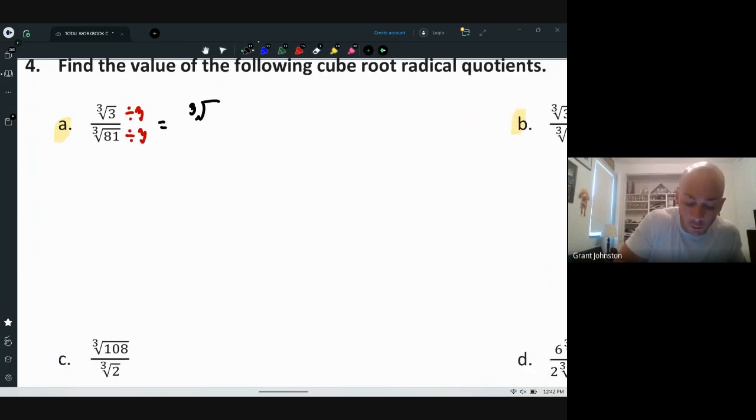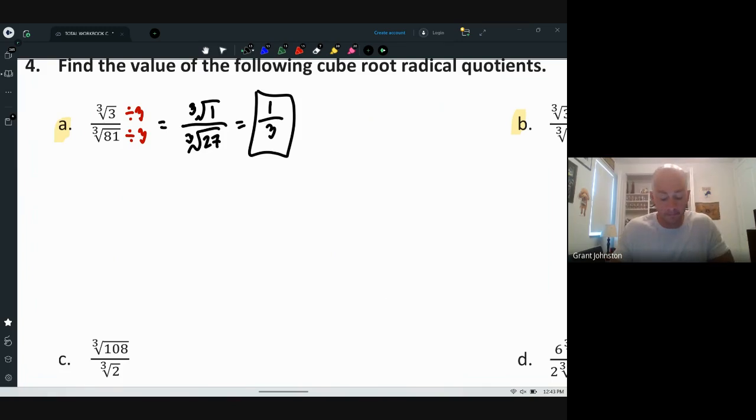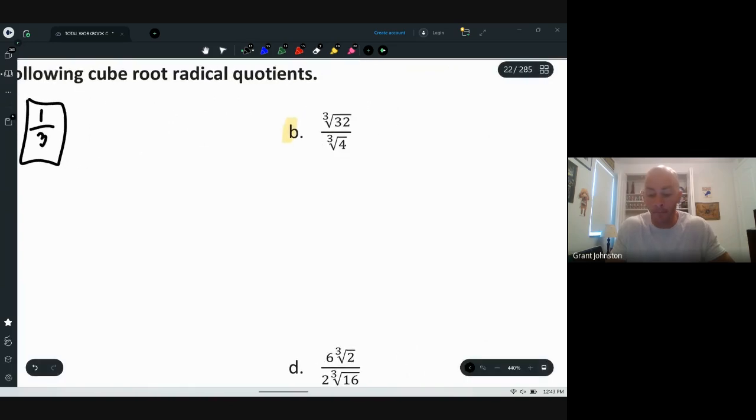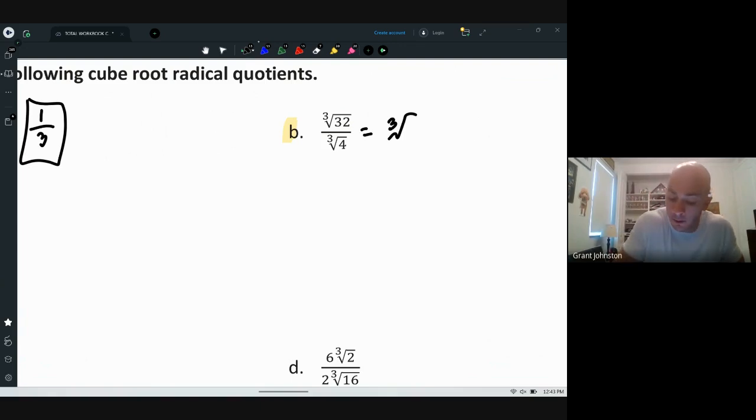So this is going to be cube root 1. And 81 divided by 3 is 27. And now this simplifies quite nicely because the cube root of 1 is just 1. And the cube root of 27 is 3. So 1/3. B is a little more typical. I got the cube root of 32 divided by the cube root of 4. And these I can just straight up divide. 32 divided by 4 is 8. So this is going to turn to the cube root of 8. And this simplifies nicely because the cube root of 8 is just 2.